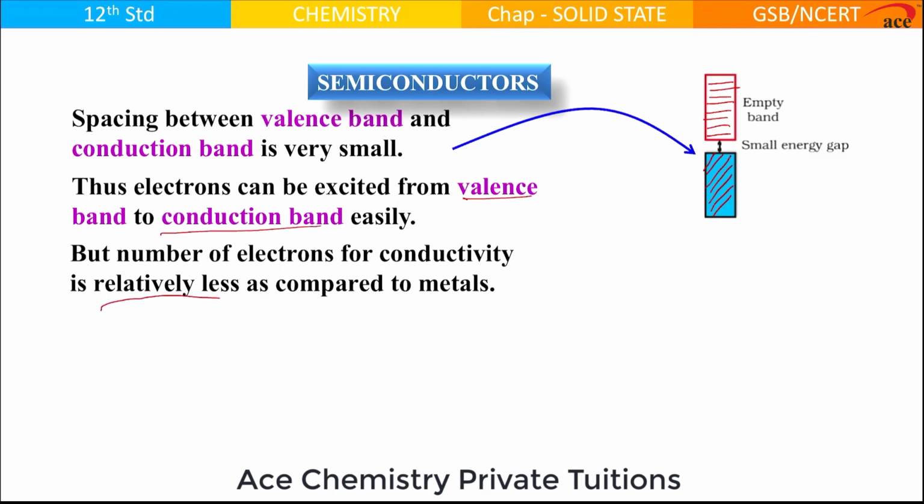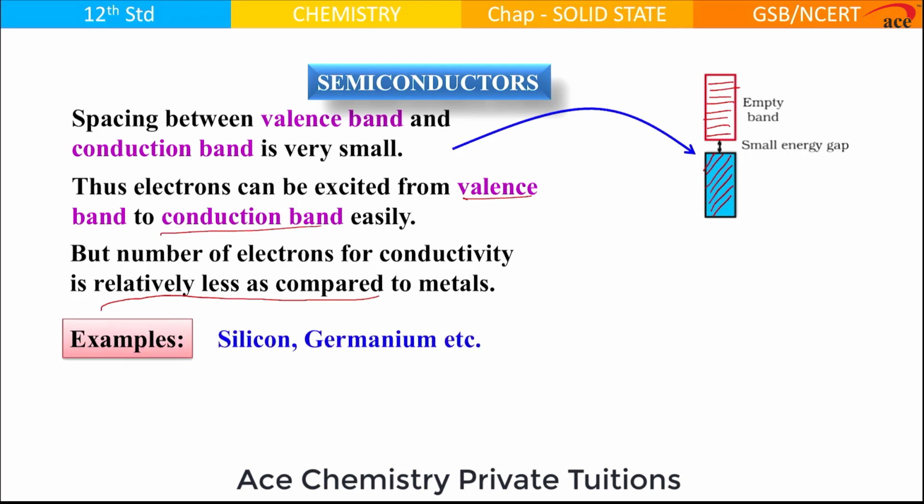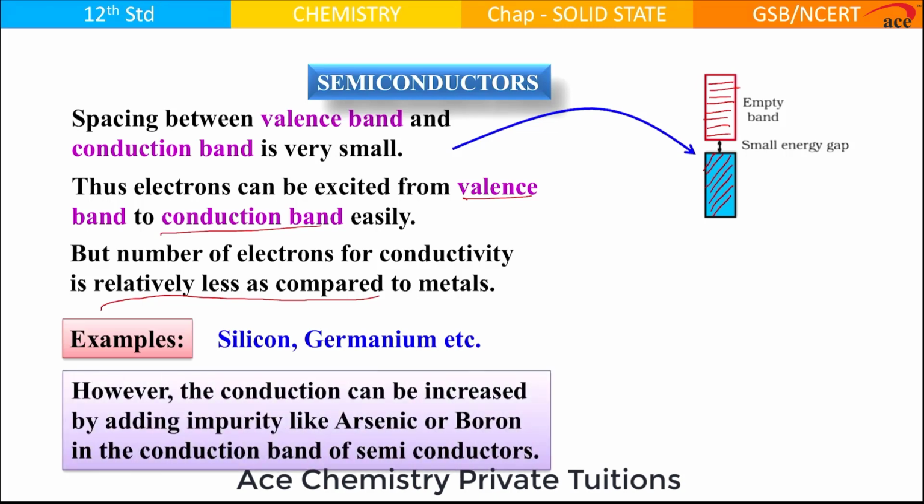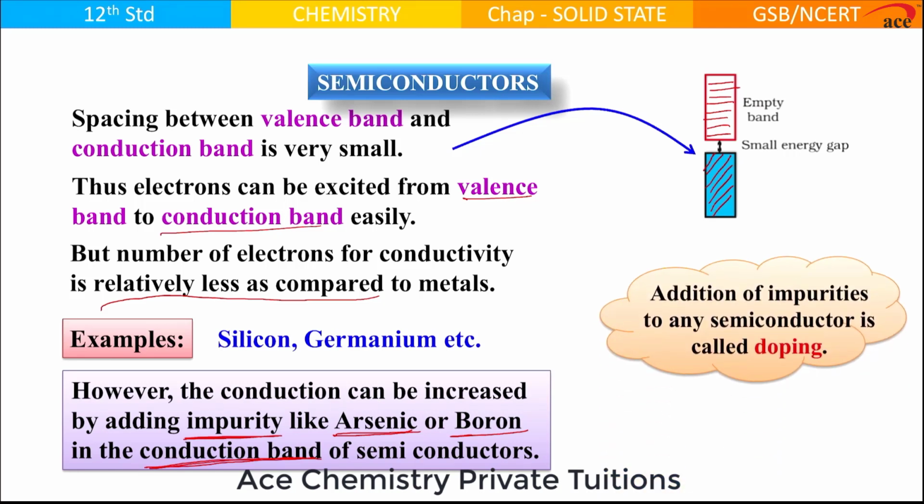But the number of electrons in a semiconductor is found to be very small as compared to metals. So, if you want semiconductors like silicon and germanium to behave like a good conductor like metals, then you should add a proper impurity like arsenic and boron. By adding a proper impurity, we are going to increase the conduction, and such a phenomenon of adding a proper impurity to a semiconductor so that it becomes conducting very well is called doping. So, addition of impurity to a semiconductor by which its conductivity increases is called doping. So, that was basic information about electrical properties.